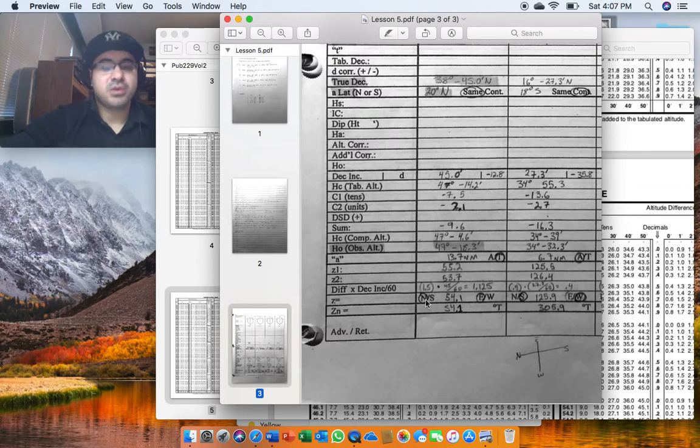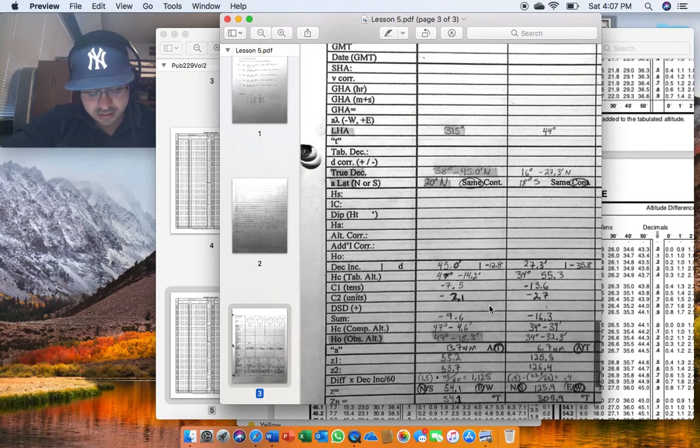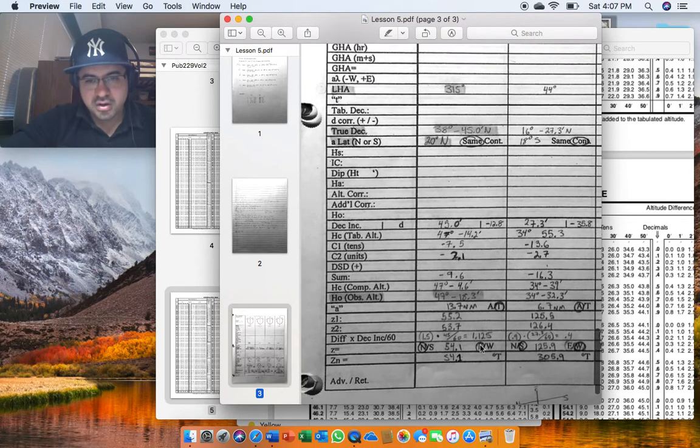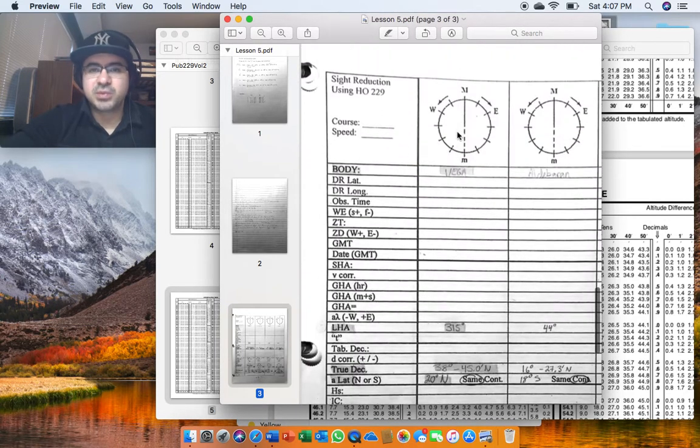But how do you know if it's north or south? It's always, it's a rule. You're going to use your A latitude sign. So it's north, so north, circle it. Always. That's your rule. And for your other side, it's going to be your LHA, right? LHA is 315.